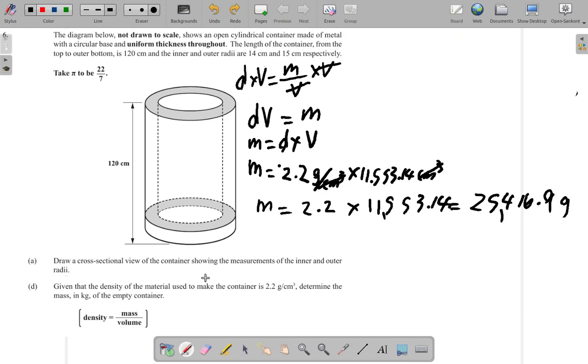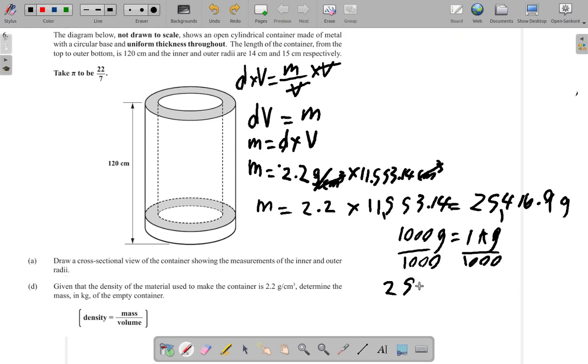So how many kilograms is this? What you need to do is divide by 1,000, because 1,000 grams make 1 kilogram. And remember, this is in grams. In order to go from gram to kilogram, you divide by 1,000. So 1 gram is 1,000th of a kilogram. So I need to divide this by 1,000.